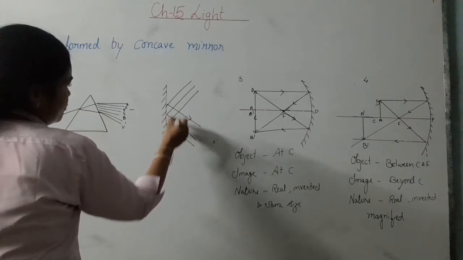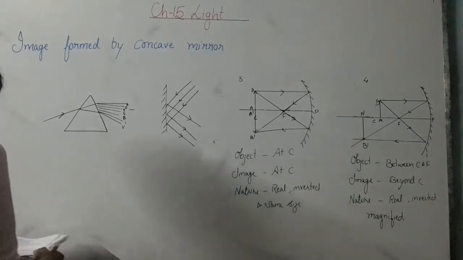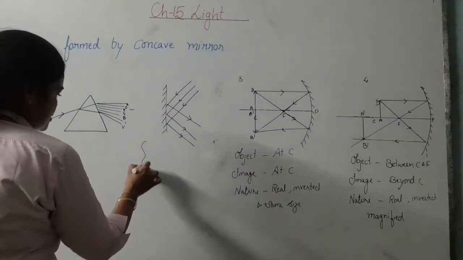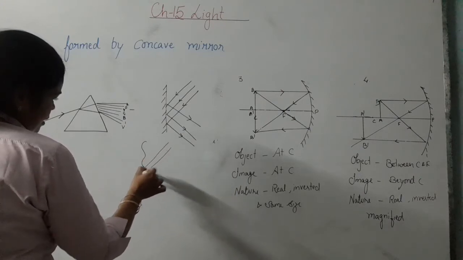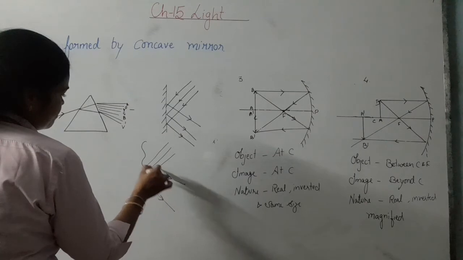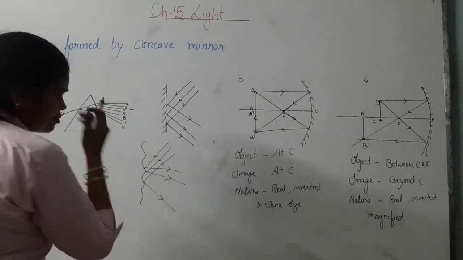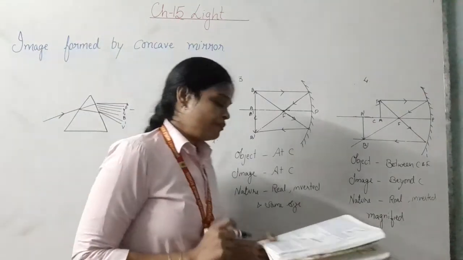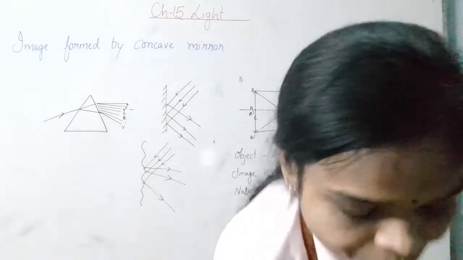In this way, if the ray of light falls on a rough surface, then it reflects in different directions. This kind of reflection is called diffuse reflection or irregular reflection. These are the two types of reflection, regular and diffuse reflection.